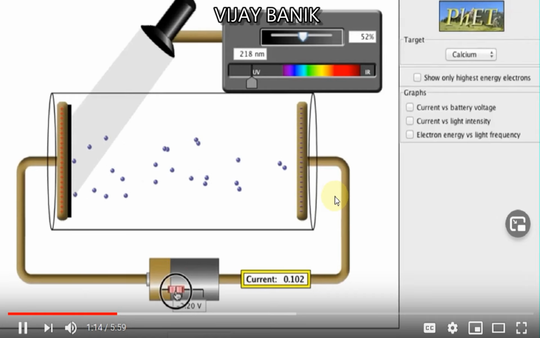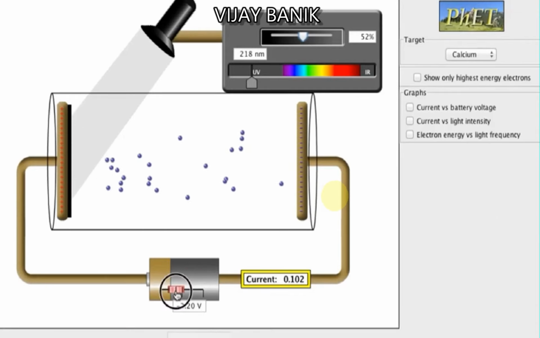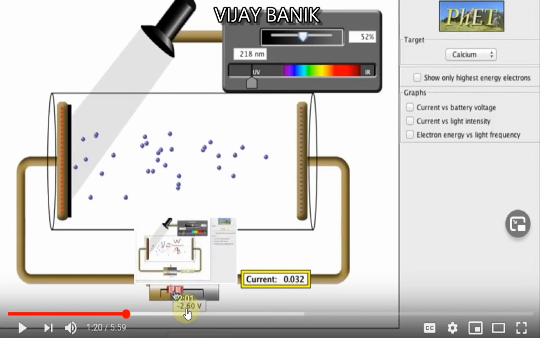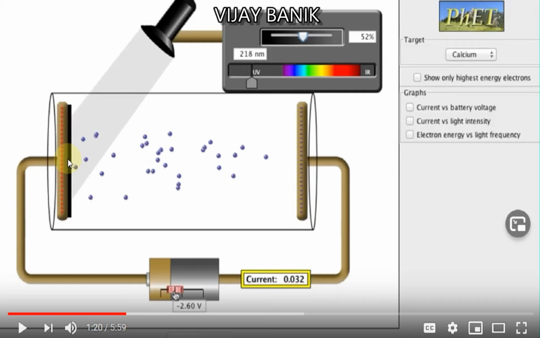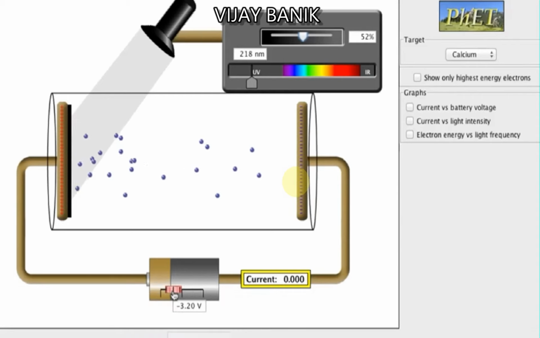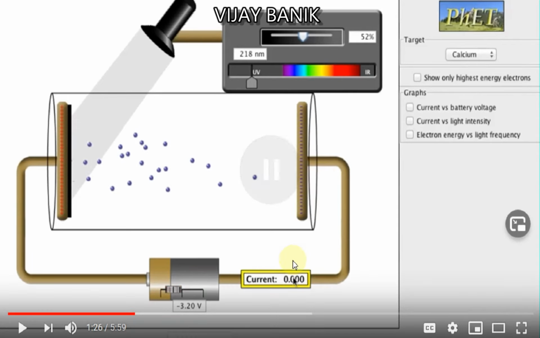And when we hit just the right voltage, none of these electrons can make it across to the other plate. You see, at 2.60 is the stopping voltage here, because at that voltage none of the electrons reach the other plate. At that point, the current will drop down to zero. Current is zero, and that's how we know that this is a stopping voltage.